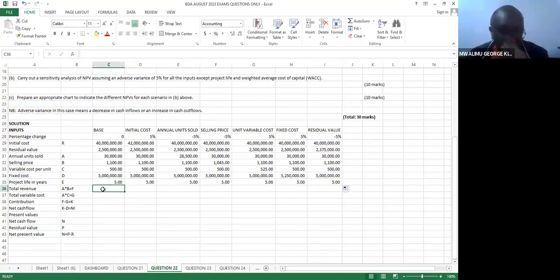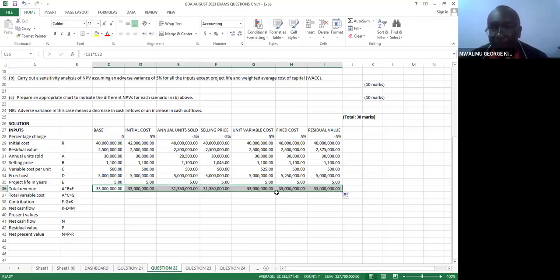Good. So let's now start the computations. The other computations, we are told to get the total revenue. This one, total revenue should be equal to, we have said it is A, the number of units sold, multiplied by the selling price. The selling price is here. So you say equals. Then this formula, we copy all the way to here. We are able to get the revenue there.